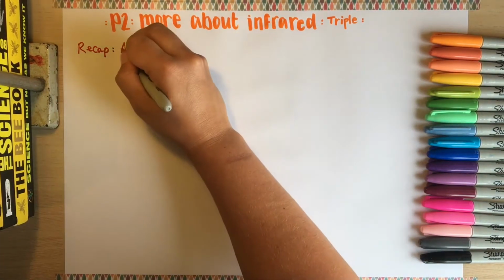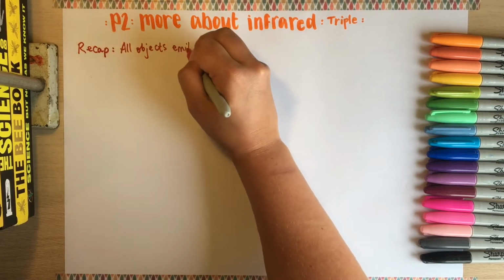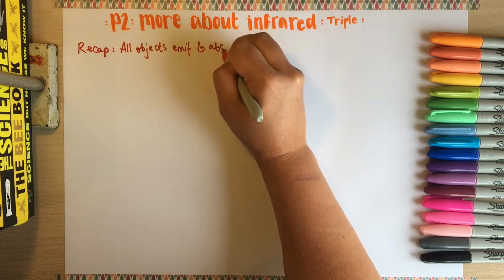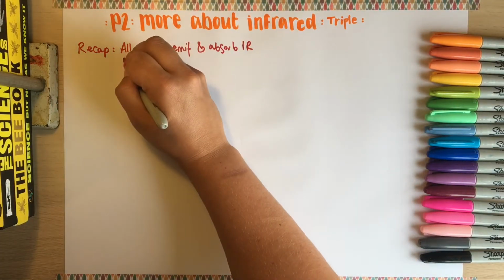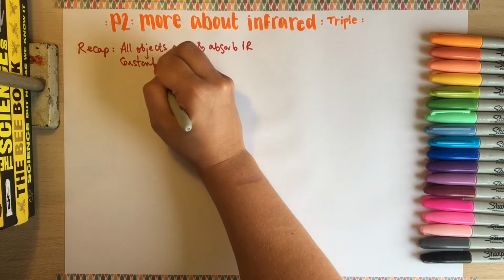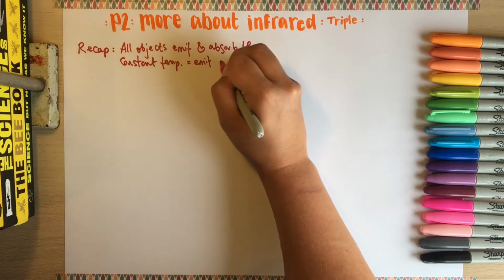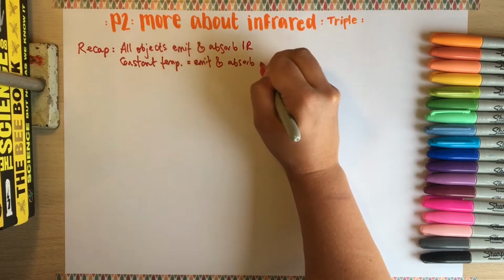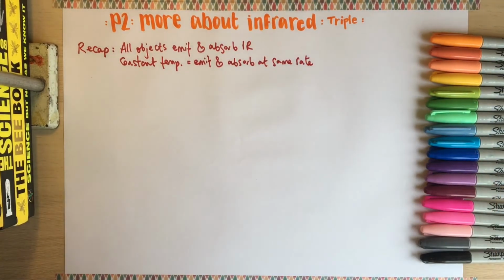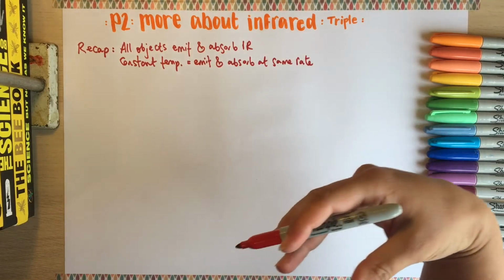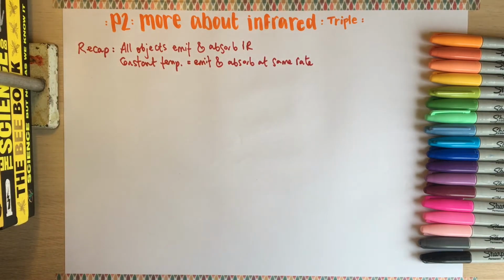We know that all objects emit and absorb infrared. And we know that if they are at a constant temperature, then they emit and absorb at the same rate, which we know from earlier on this topic anyway. We know about thermal equilibrium, that the thermal energy is being given out at the same time as it's being absorbed, which is why something stays at a constant temperature.